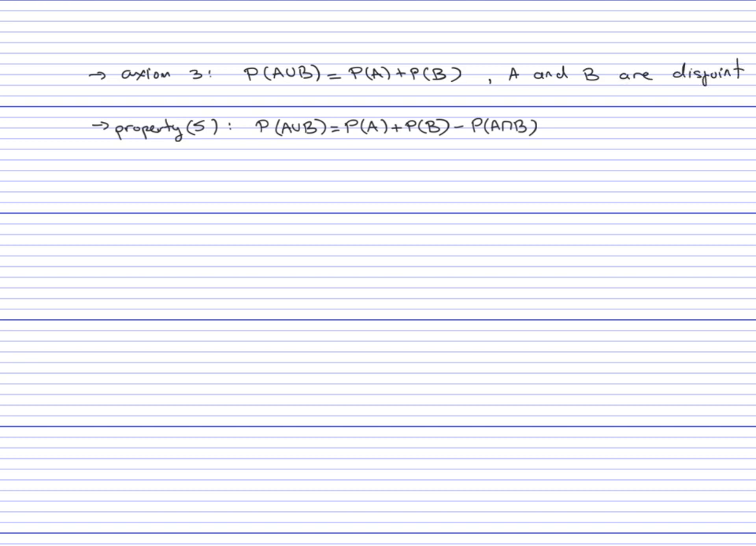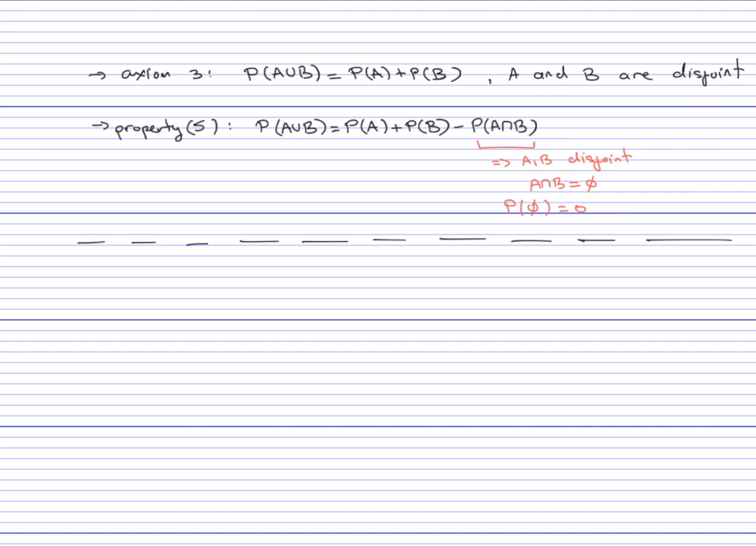Now let's see. If A and B are disjoint, according to property 5, the intersection needs to be 0, because if A and B are disjoint, that means that the intersection is the empty set. And one of the properties that we proved says that the probability of the empty set is 0. And from here we get exactly axiom 3. Therefore, there is no contradiction between axiom 3 and property 5.